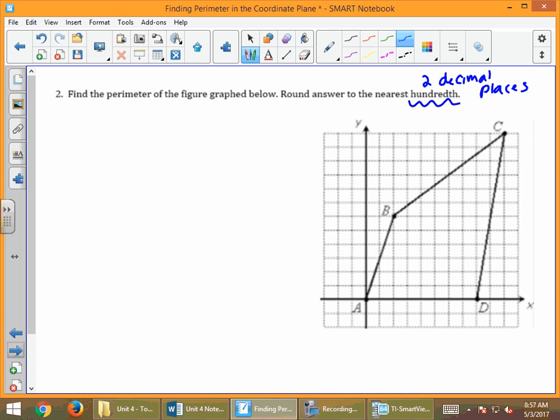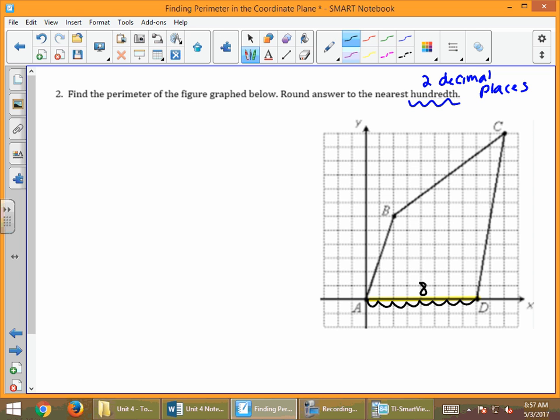And what I like to look for when I'm finding the perimeter are nice flat sides. If you look at the bottom here, AD is a nice flat side. So I love having those because they're so easy to find the distance. All you have to do is count. I'm just going to count across. So we count across, the distance of AD is 8. Okay.